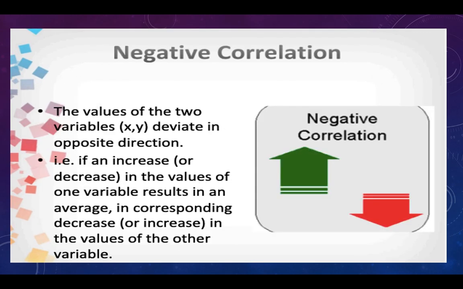Next we come to negative correlation. Negative correlation is just the reverse of that. If one value is increasing, the other value is decreasing. Here you can see one arrow going up and the other arrow coming down. So the values of the two variables move in opposite directions. That means an increase in the value of one variable results, on average, in a decrease in the other value. That is called negative correlation.